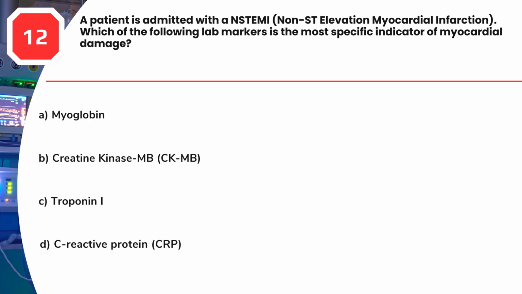Question 12. A patient is admitted with an STEMI, non-ST elevation myocardial infarction. Which of the following lab markers is the most specific indicator of myocardial damage? A. Myoglobin. B. Creatine kinase MB (CK-MB). C. Troponin I. D. C-reactive protein (CRP).